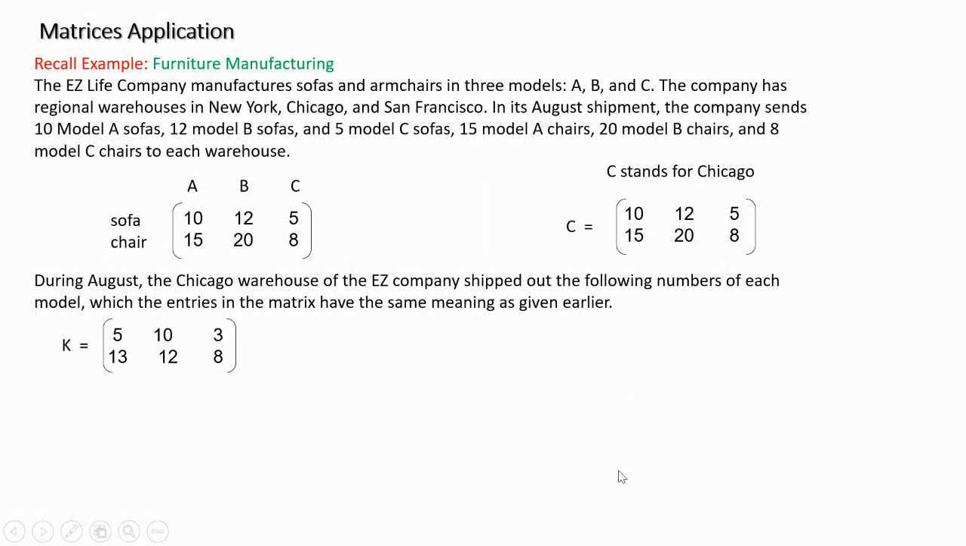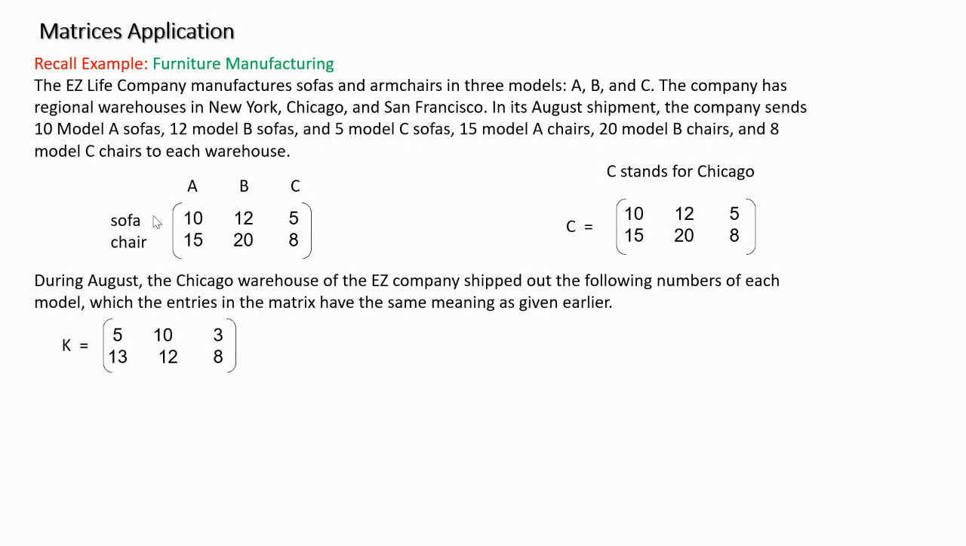Okay, now let's go back to the word problem. This is the word problem from the beginning. Again, recall the example, furniture manufacturing. It says the Easy Life Company manufactures sofas and armchairs in 3 models. It's the same example as, I believe, the second slide, but we're going to add a little bit extra on how to actually use matrices to solve word problems.